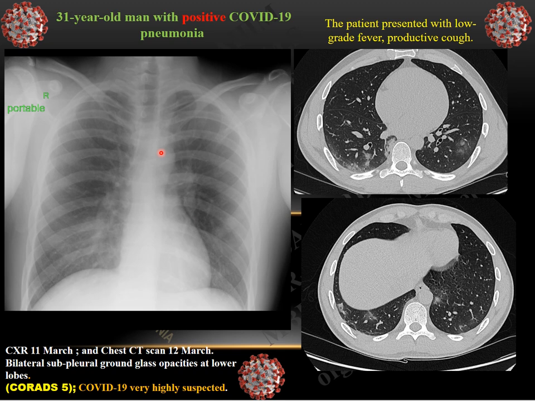This patient presented with a chest X-ray showing subtle haziness at the periphery of the film. The CT showed multifocal areas of consolidation, which are subtle, and areas of consolidation also appeared in the superior segment of the lower lobes on both sides, and there are multifocal ground glass opacities noted in the lungs. Because of this multifocality and the ground glass and distribution, we consider it CO-RADS 5, COVID-19 very highly suspected. After laboratory findings, it confirmed a positive COVID-19 pneumonia in that patient, who presented to us with low-grade fevers and a productive cough.